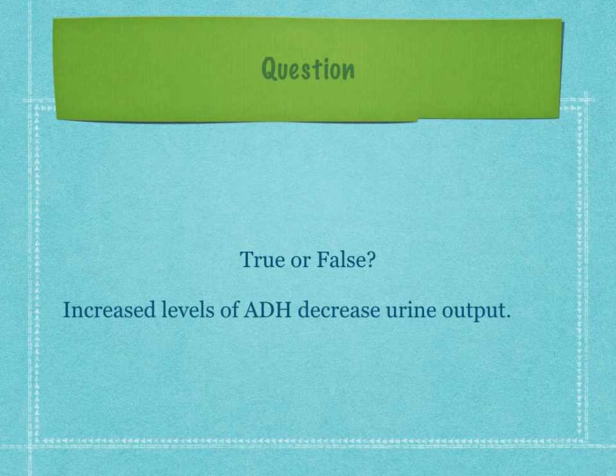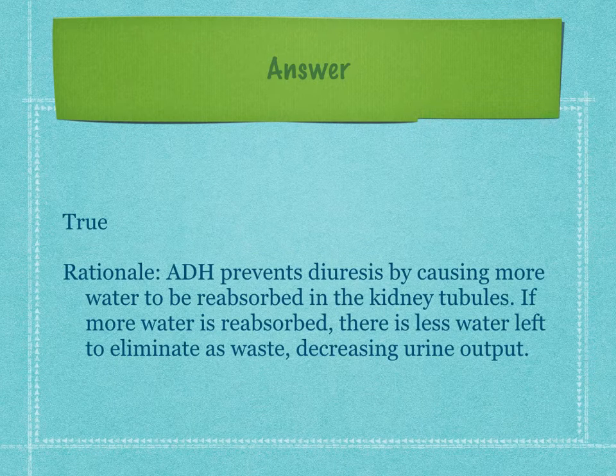So let's look at another question. True or false? Increased levels of ADH increase urine output. False. ADH prevents diuresis by causing more water to be absorbed in the kidney tubules. If more water is reabsorbed, there is less water left to eliminate as waste, and that decreases urine output.